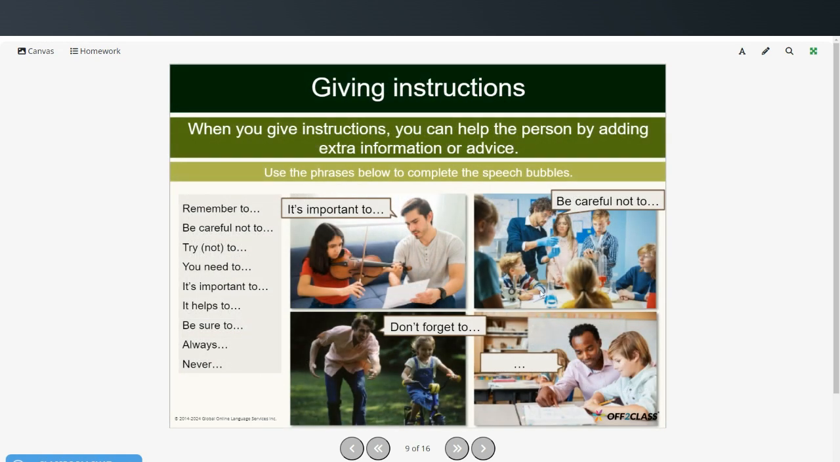So when you give instructions, you can help the person by adding extra information or advice. So you can use the phrases below to complete what you think the person is saying. So he's pointing at something, so it's important to remember to follow the notes correctly. Be careful not to spill the solution. Don't forget to pedal. Maybe you can make up what he's telling the student here using one of these.